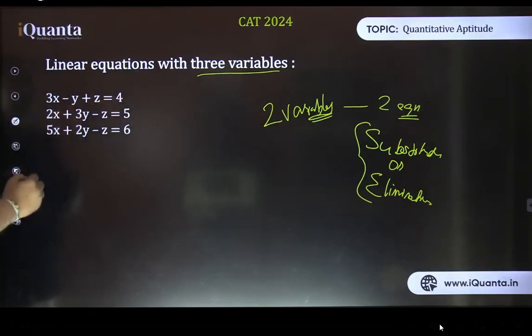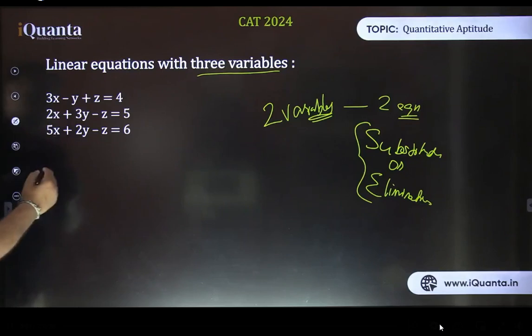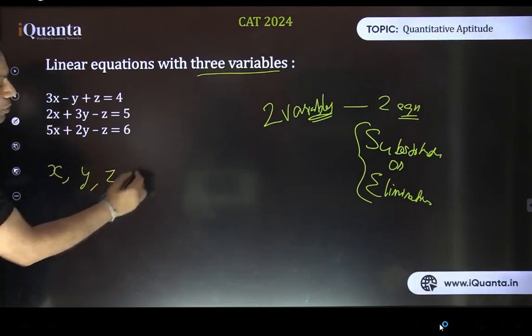So 3x minus y plus z equals 4, 2x plus 3y minus z equals 5, and 5x plus 2y minus z equals 6. So I'm giving you 2 minutes. That's just your warm-up problem. Can you find the answer? Can you find the value of x, y, z individually? What are the values of x, y, and z?